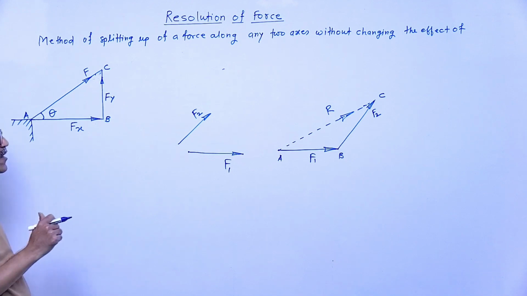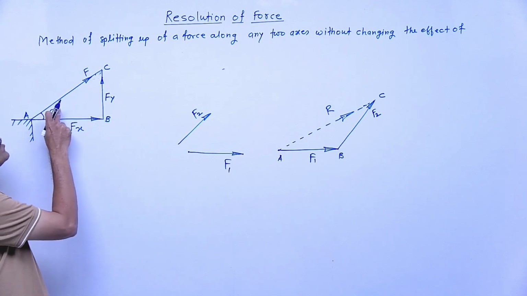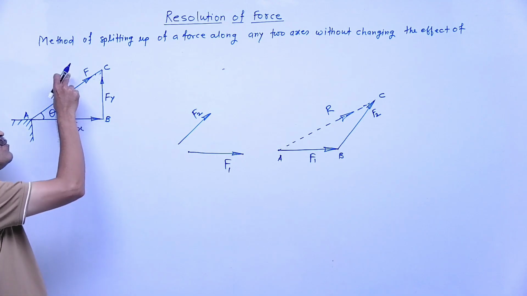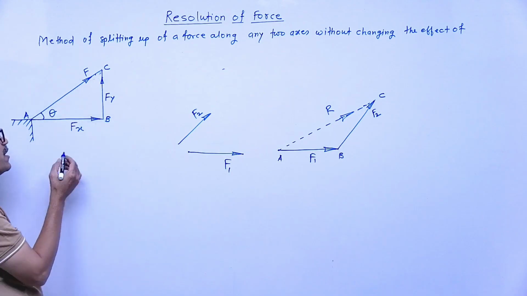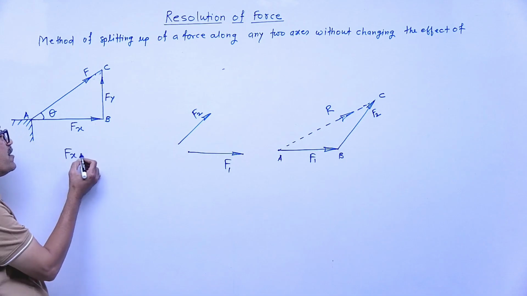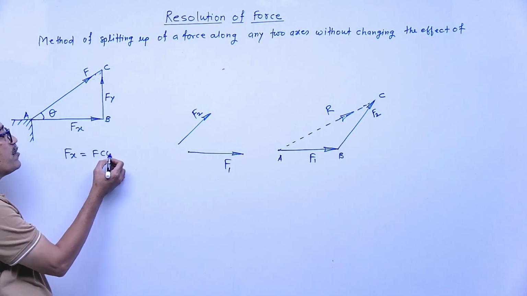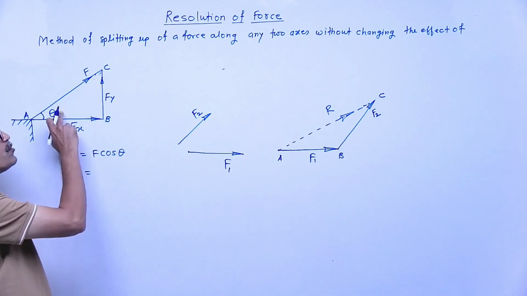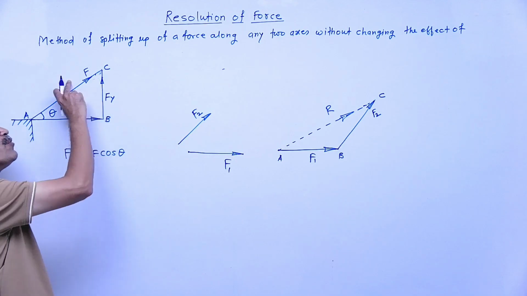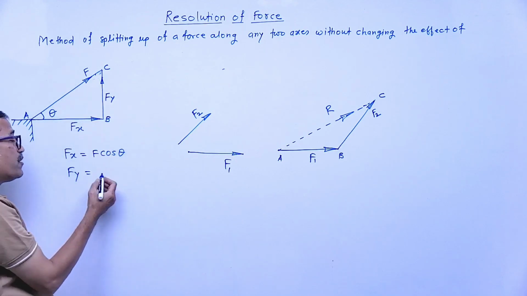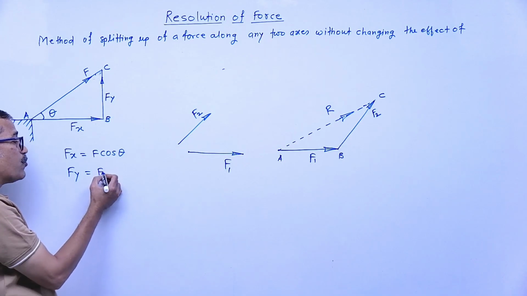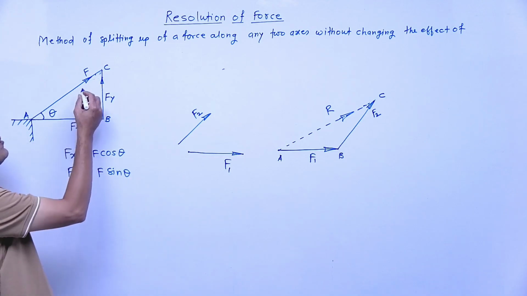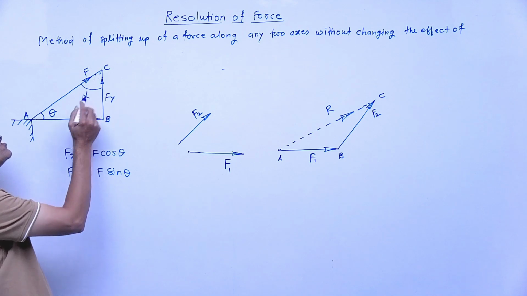Now, cos theta and sin theta we discussed, right? So cos of theta is the length of the adjacent side upon the hypotenuse, which means Fx upon F. Cos theta means Fx is F cos theta. And Fy we will get using sin theta, opposite upon hypotenuse, so Fy is the hypotenuse times sin of theta. Clear?